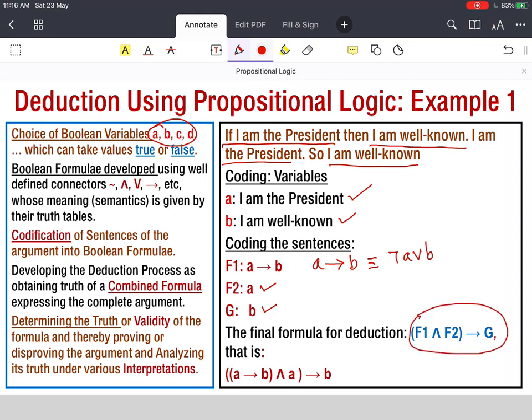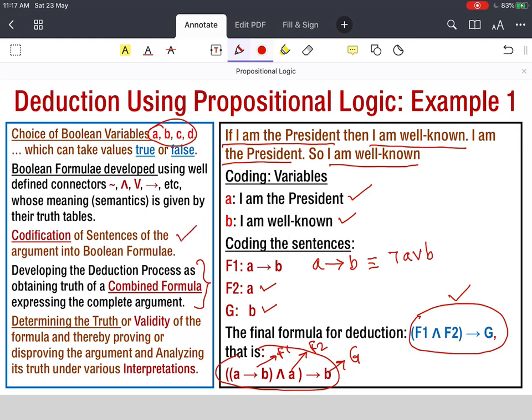So my formula which I need to prove is this. If F1 is true and F2 is true, then G is true. So my final formula, which encodes, as we said in this step, the combined formula which encodes everything, is F1 and F2 implies G, which is the same as this. Because this part is F1, this part is F2, and this part is G.